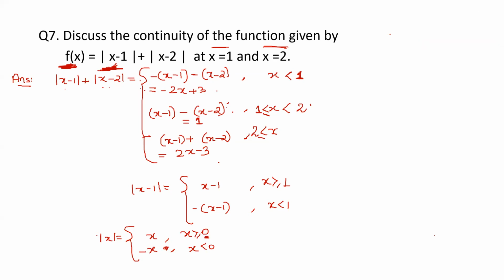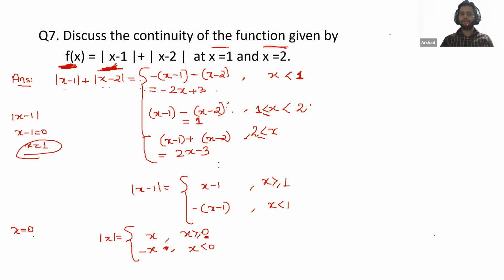So what I told you: whatever expression you have inside the modulus, equate that with 0, and that will give you the reference point. Here we are getting 0, that's why our reference point is 0. If we have a modulus of x minus 1, then we need to equate this expression to 0. We will get 1, so our reference point is 1. So if we write x is greater than or equal to 1, then this should be positive, and for less than 1, this should be negative, as we have checked here.